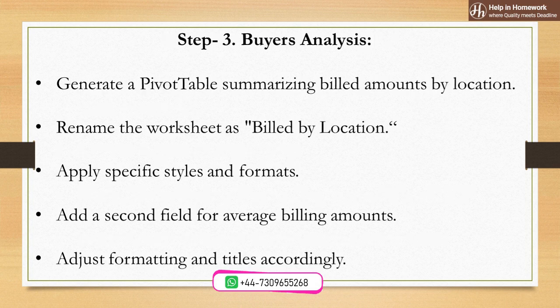Step 3. Buyers analysis. Generate a pivot table summarizing billed amounts by location. Rename the worksheet as Billed by Location. Apply specific styles and formats. Add a second field for average billing amounts. Adjust formatting and titles accordingly.